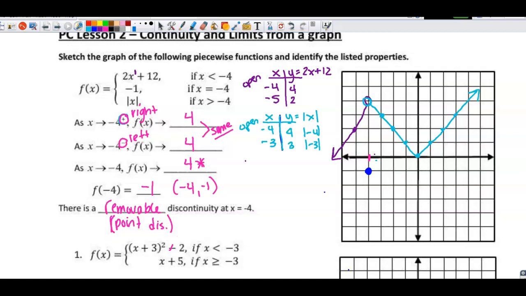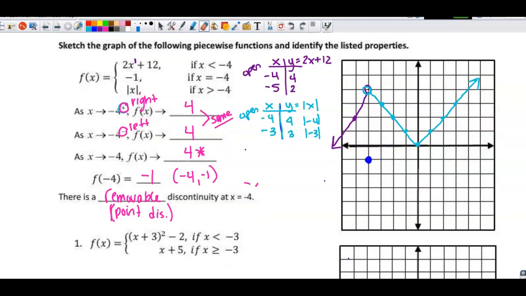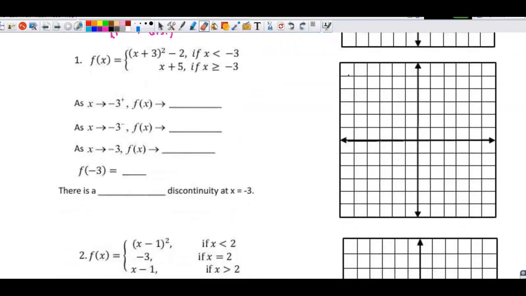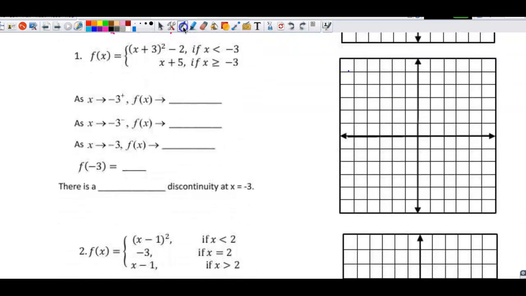All right, let's look at the next one. I'm just going to graph this one, and I'm going to let you guys finish the rest. So when we look at this graph, this is the first problem. I just wanted to go over this parabola with you because I do want you to know transformations.